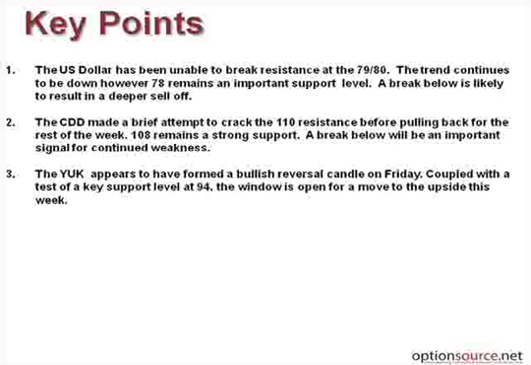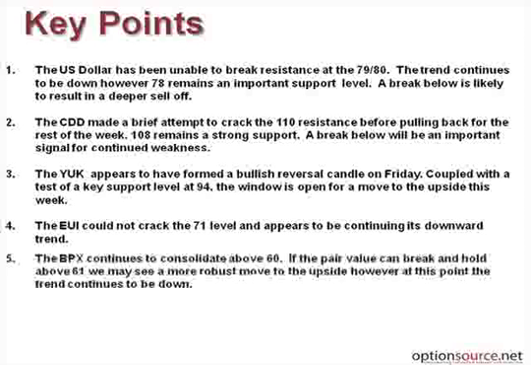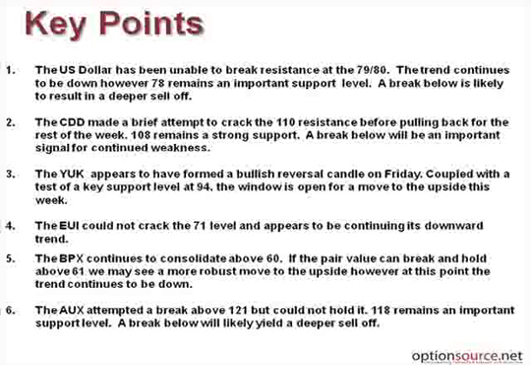The YUK appears to have formed a bullish reversal candle on Friday. Coupled with a test of a key support level at 94, the window is open for a move to the upside this week. The EUI could not crack the 71 level and appears to be continuing its downward trend. The BPX continues to consolidate above 60. If the pair value can break and hold above 61, we may see a more robust move to the upside. However, at this point, the trend continues to be down. The AUX attempted to break above 121 but could not hold it. 118 remains an important support level. A break below will likely yield a deeper sell-off.